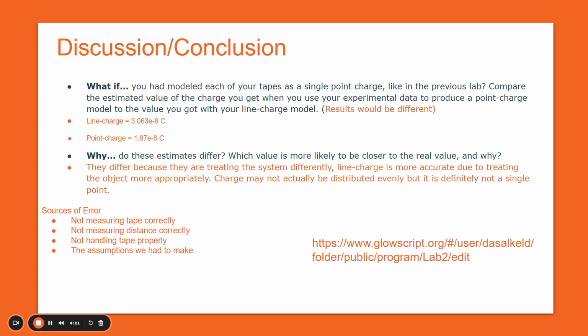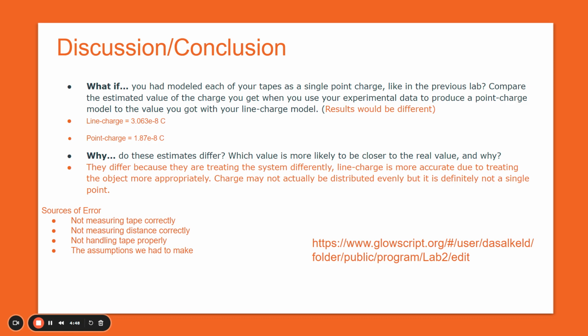What if we had modeled the tapes as a single point charge in the previous lab instead of distributed like this lab? So essentially our results would have just been different. Our line charge again was 3.063 times 10 to the negative 8 coulombs, and our point charge was 1.87 times 10 to the negative 8 coulombs. So our results essentially would just be different, and the line charge would be smaller and more accurate.